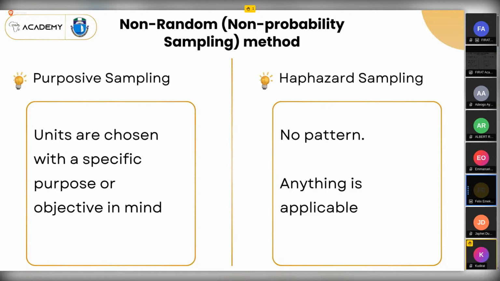Now, for haphazard sampling, you don't have a pattern, anything goes. You just make a decision who to give the sample, the tool, and who not to give. And in haphazard sampling, you could make an error. Imagine you are doing a study where your focus is on adolescents. But because you are haphazard, you start giving tools to people that are not in the category of adolescents. That's what haphazard sampling is. Anything goes. Anything is applicable. Anybody can feel, that is not good at all.